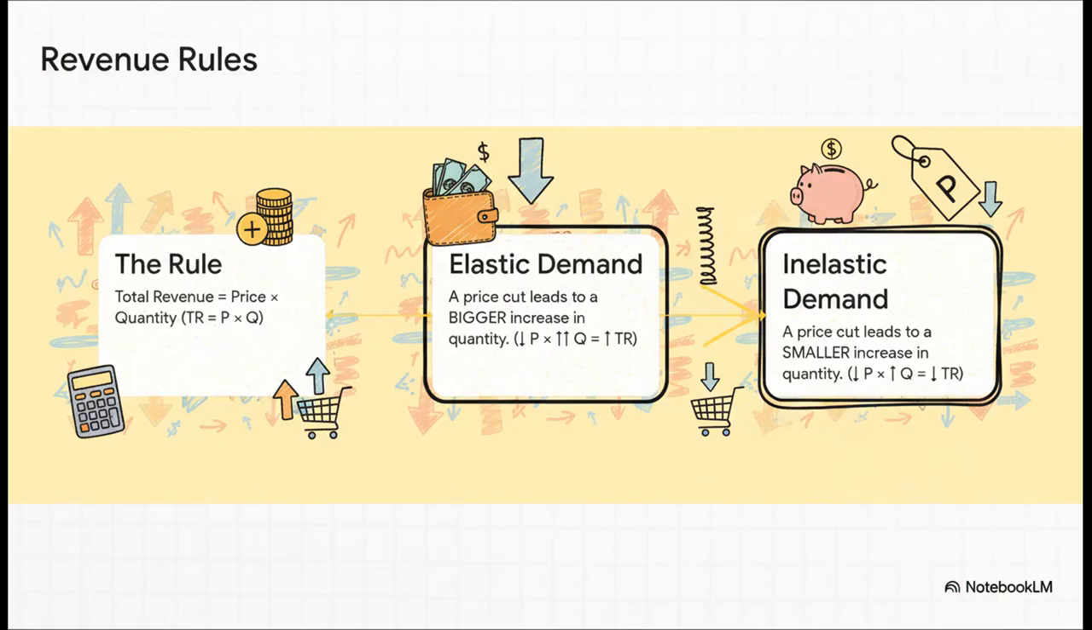Okay, so here's the rule. Total revenue is just the price you charge times how much you sell, right? Simple. Now, if your product has elastic demand, where people are really sensitive to price, a price cut is going to lead to a proportionally massive increase in sales. That huge jump in quantity more than makes up for the lower price, and boom, your total revenue goes up.